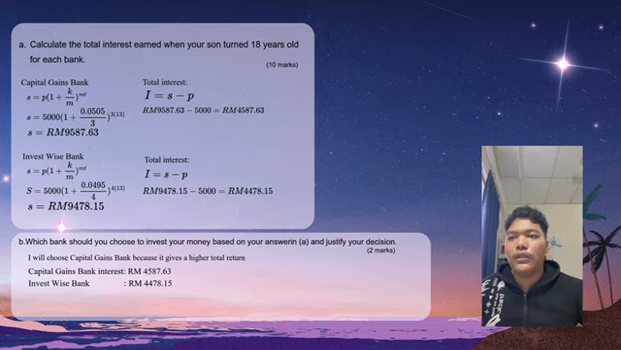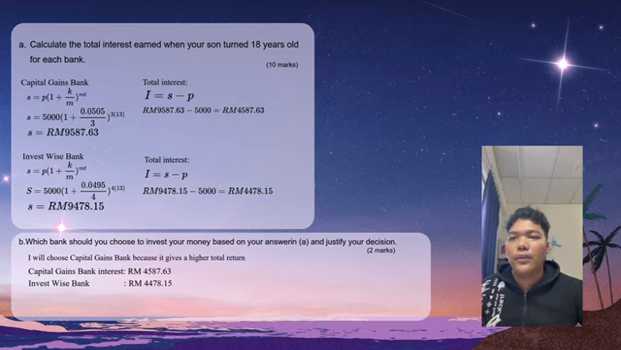Now we look at the Invest Wise Bank. We use the same formula S equals P bracket 1 plus K divided by M close bracket power of MT. S equals 5000 bracket 1 plus 0.0495 divided by 4 close bracket power of 4 times 13, and we got the answer RM 9478.50. Now we find the total interest for the Invest Wise Bank.